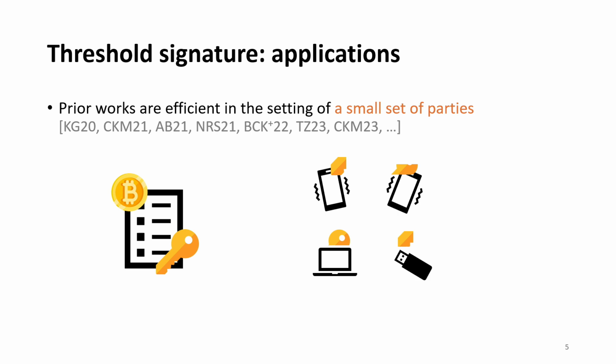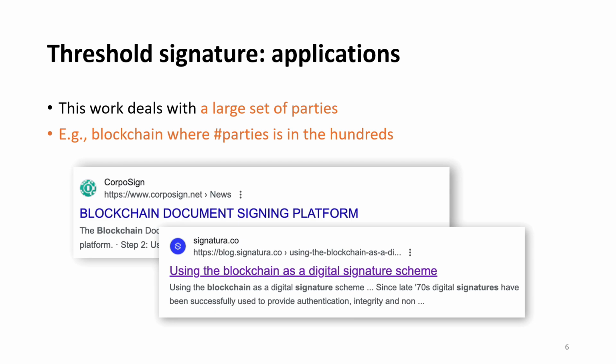One compelling application of threshold signatures that many prior works have considered is crypto wallets, where the secret key is split across a few personal devices. When the user issues a transaction, these devices talk to each other and generate a signature. But in this work, we consider the setting of a large set of parties, for example implementing distributed signatures on a blockchain, where the number of parties is in the hundreds.